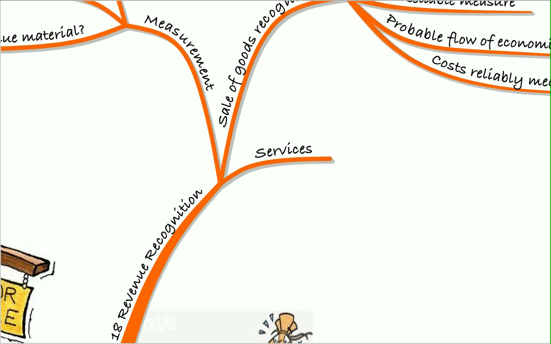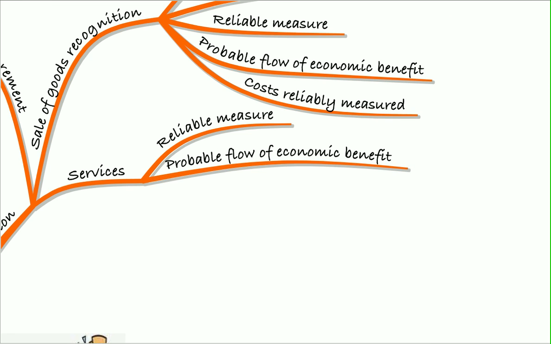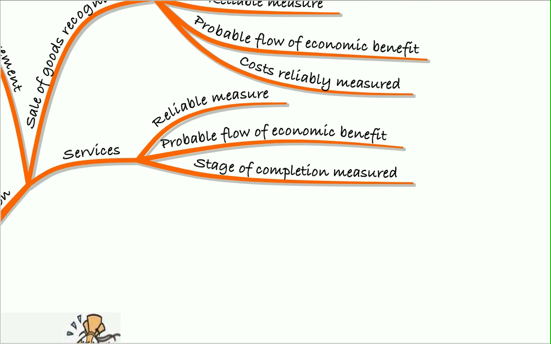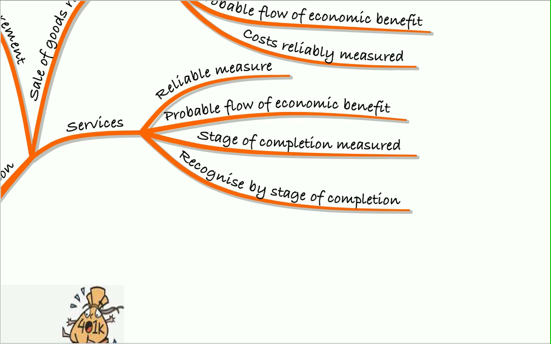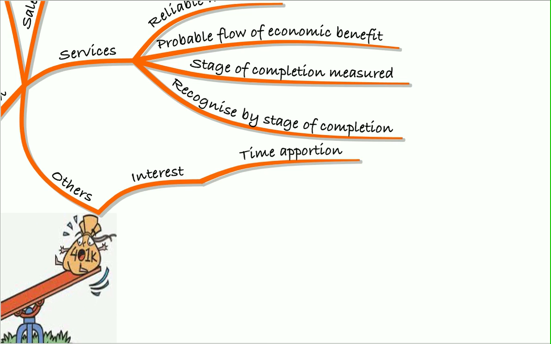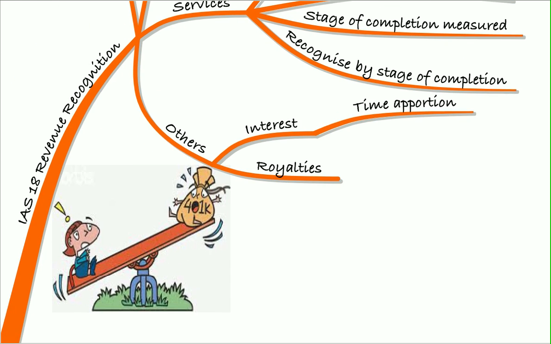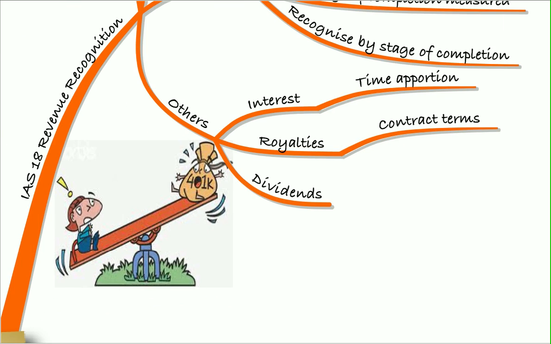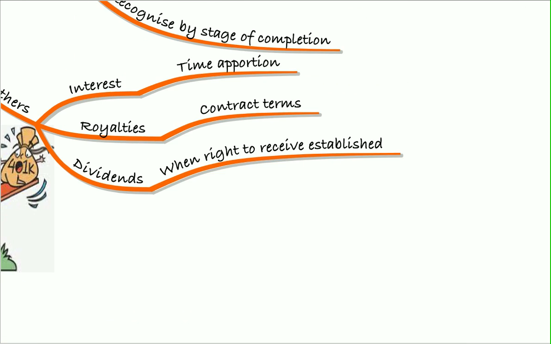For services, well, we still need a reliable measure. We still need a probable flow of economic benefit. This time, we will measure the stage of completion of the contract for services, and we'll recognise the revenue by stage of completion. So for sale of goods, it's transfer of risk and rewards of ownership. For services, we recognise the revenue by the stage of completion of the contract. Others you might need to be aware of: interest will be accrued and time apportioned. Royalties will depend on the contract term for the royalties. And dividends, well, that will be when the right to receive them is established. That is when we will recognise dividend revenue.